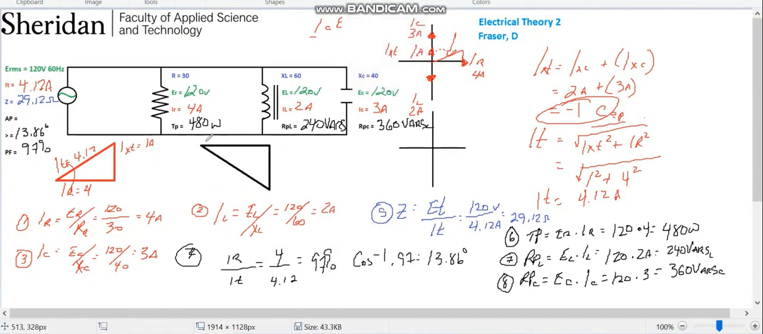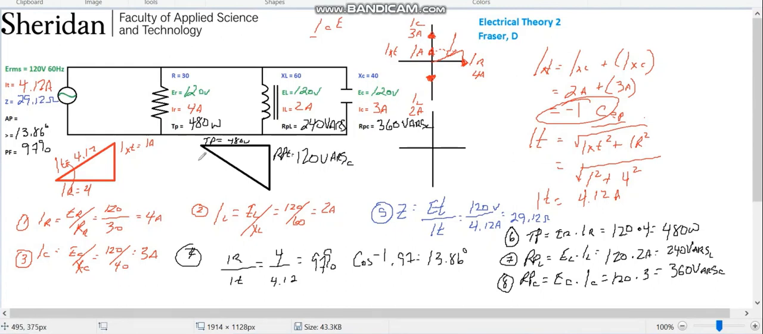Okay, so on this one, I put my watts, my true power here is 480 watts. And then this one, I'd have my reactive power total. So we're going to take our reactive power capacitive and subtract it from our reactive power inductive. So we'd end up with a total reactive power of 120 VARs, and it's capacitive.